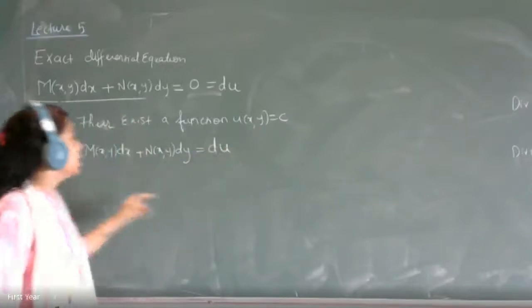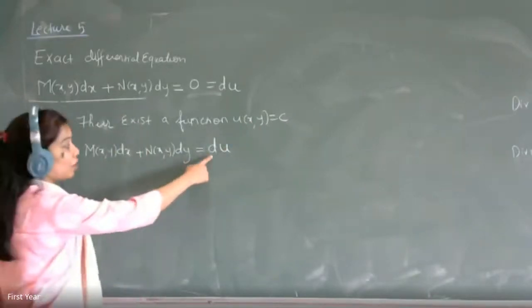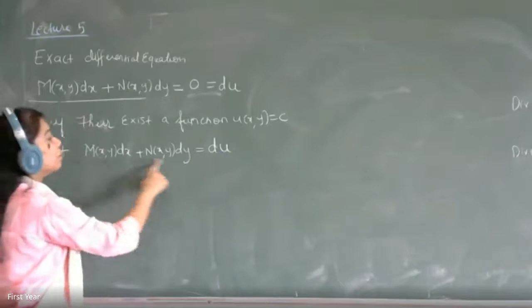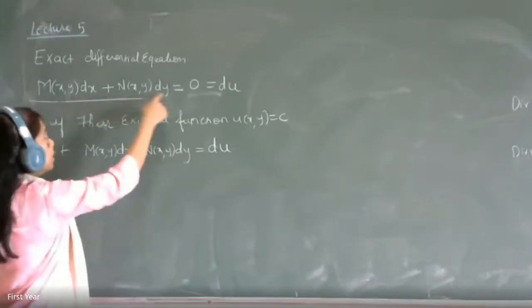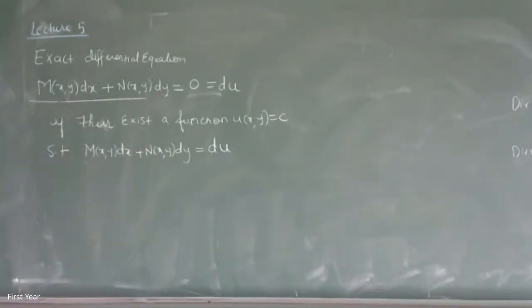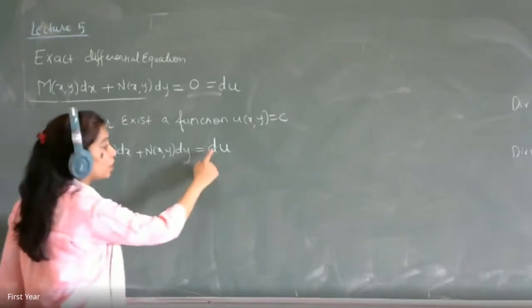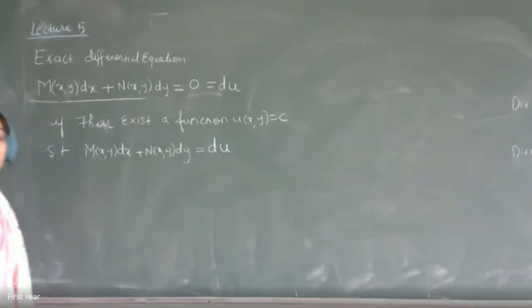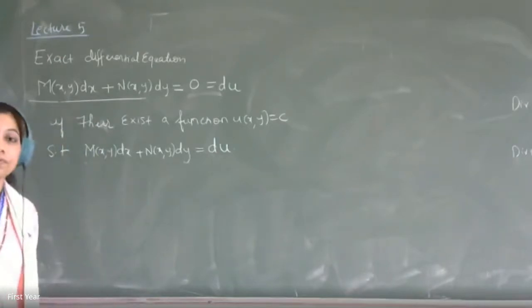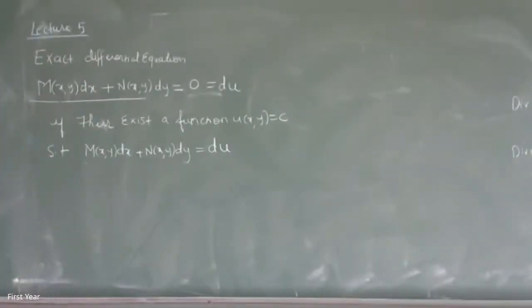This function exists such that the total differential of the function u is nothing but your given left hand side, M(x,y) dx plus N(x,y) dy. This is also called total differential because it is written as the total differential of u. Is it clear to everyone? Yes, ma'am. Okay, so that is the meaning of total differential of u.